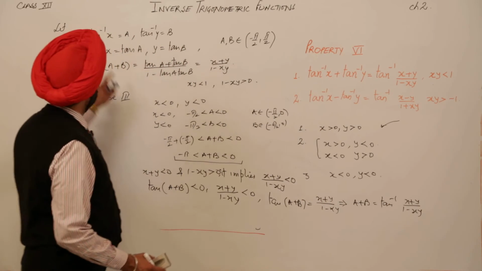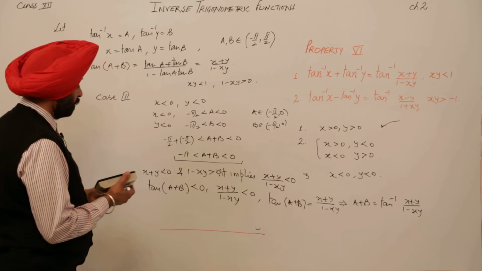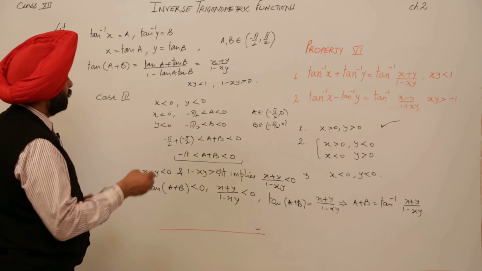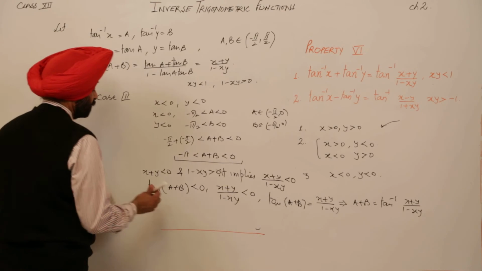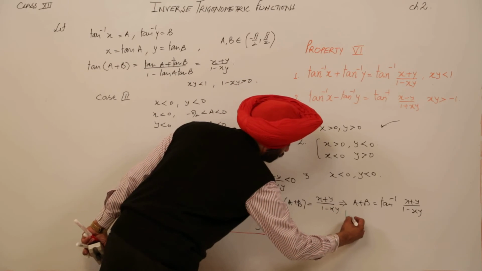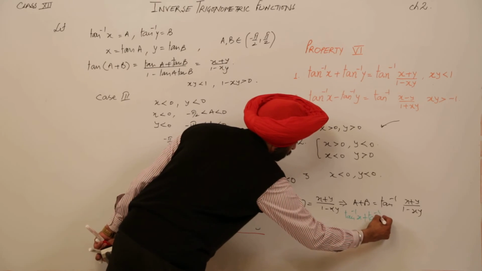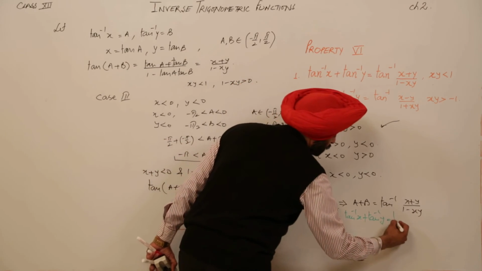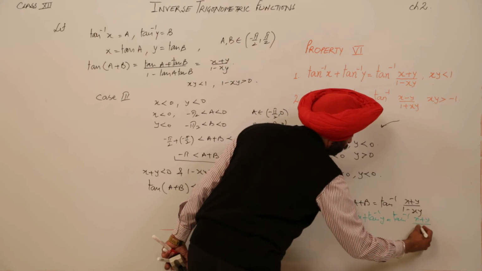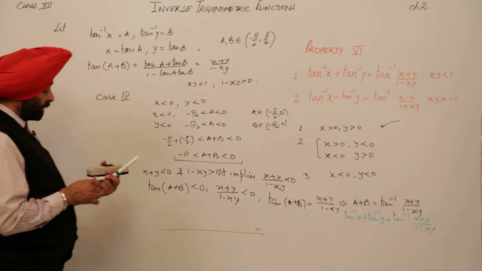And now what is a? a is tan inverse x, b is tan inverse y. So again we follow the property, and the property, which I am writing here, is tan inverse x plus tan inverse y is equal to tan inverse of x plus y upon 1 minus xy. Now we have proved it with the three conditions.